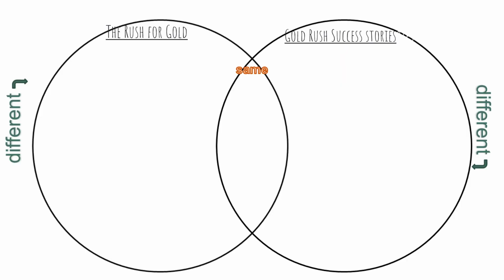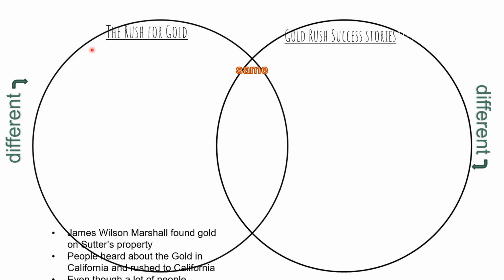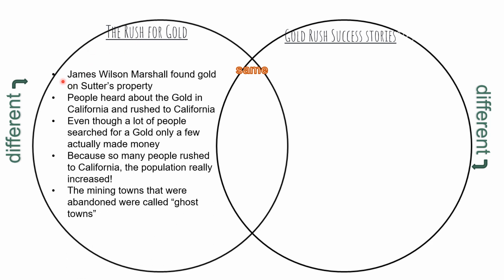The way that I'm going to be able to tell what's different and what's the same is by using this graphic organizer called a Venn diagram. A Venn diagram is when we use two circles to tell the differences and the similarities between texts. In the middle where it overlaps is where we write anything that was the same. So the way I'm going to start is by thinking about everything I remember about the Rush for Gold. Well, I remember in that story that James Wilson Marshall found gold on his boss Sutter's property.